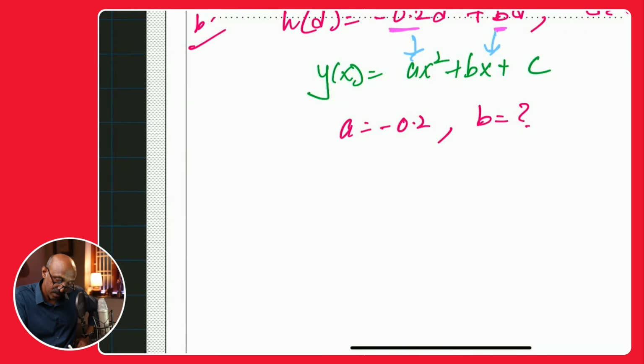So that means I can write it as d equals the axis of symmetry, 5.75, which is negative b over 2a. So negative of b over 2 times negative 0.2.